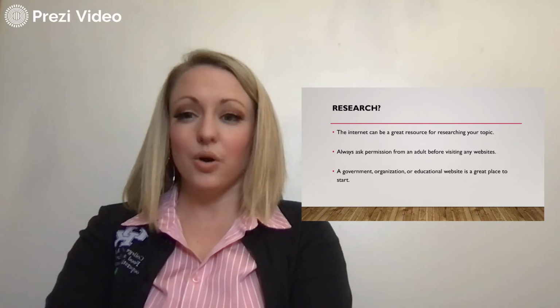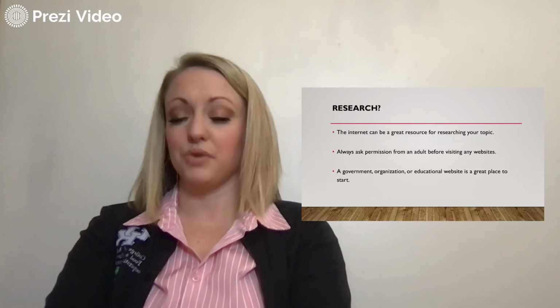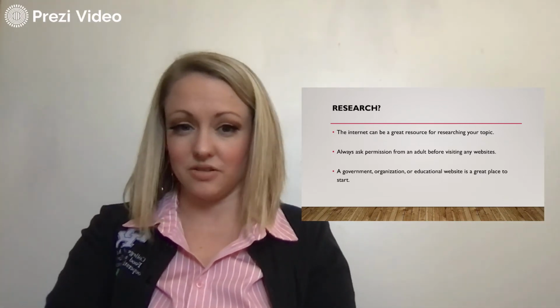How do you do that? By visiting sites that provide sources or author information for their information. A government, organization, or educational website is also an excellent place to start. For example, if you're talking about your favorite breed of dog, you may visit the websites of the American Kennel Club, the Westminster Kennel Club, or the Breed Association to get your information.